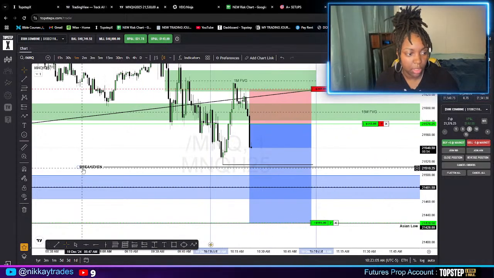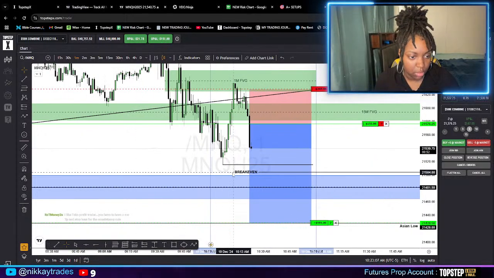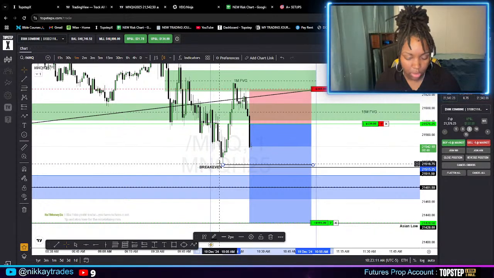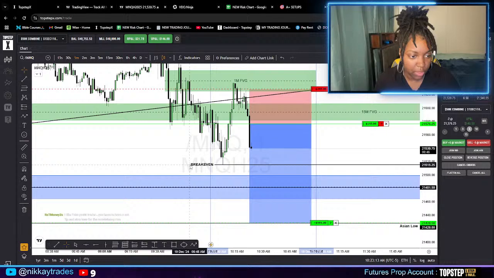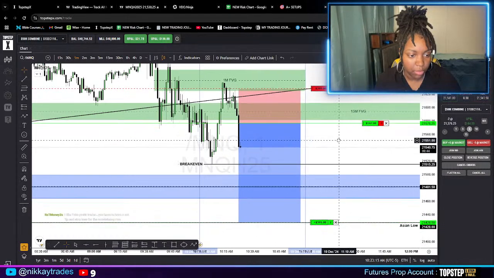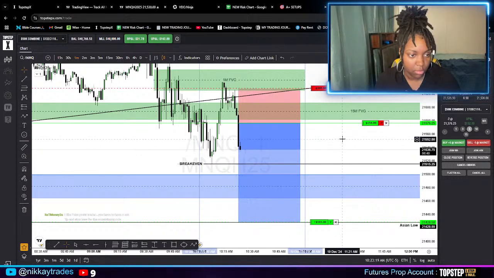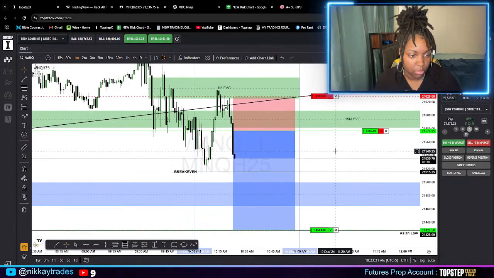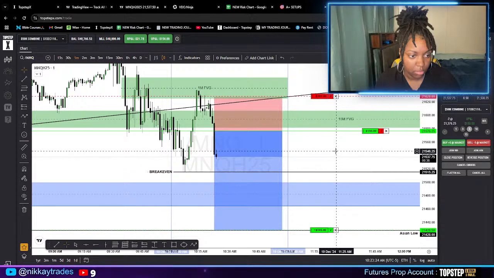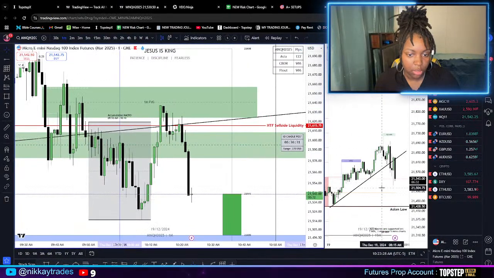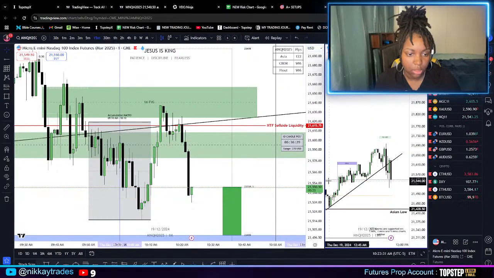Okay, hold on. There's too many lines going on. This can be my break even right here. Let me move this. This low, if it take out this low, that can be my break even point. Look at ES. Yes, yes, yes, yes.